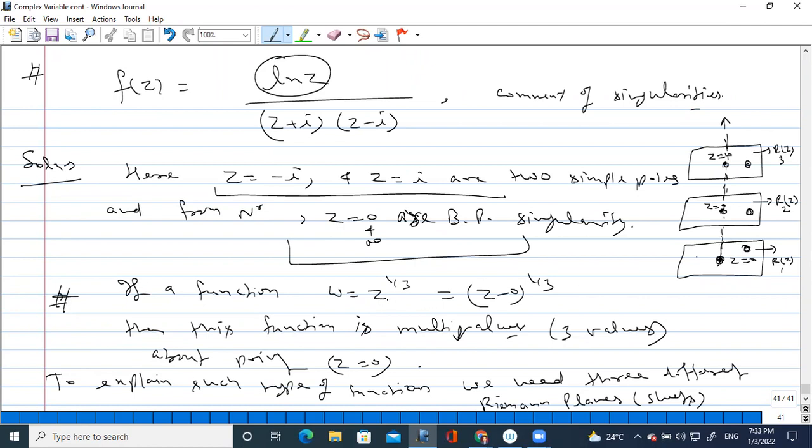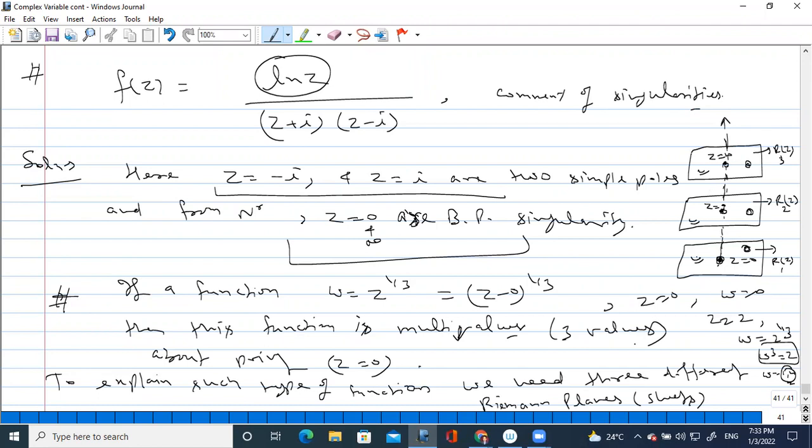Suppose you put here Z equal to zero, then omega will be zero. If you put here Z equal to two, then omega will be 2^1/3, means omega cube will be two. So this omega cube equal to two, omega will have three roots. 1, 2, 3. What are these three values? So that's why they will be different values, different plane sheets.